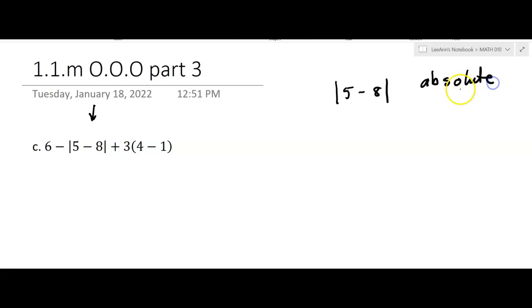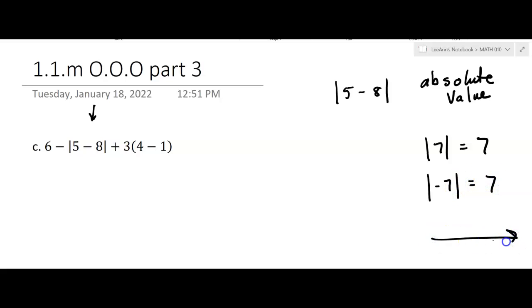So just a brief review of absolute value. It means how far away are you from 0? So if you have the absolute value of 7, that's equal to 7. If you have the absolute value of -7, that's also equal to 7. Because on a number line, here's 0, right? Here's 7, here's -7. They're the same distance from 0. It's just one's to the left and the other's to the right. So that's how I think of absolute value.